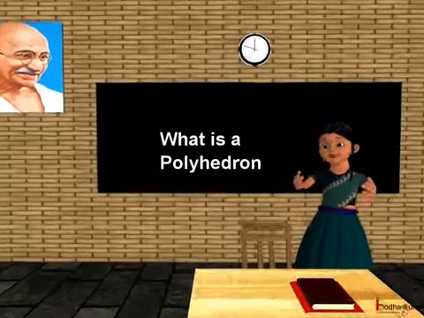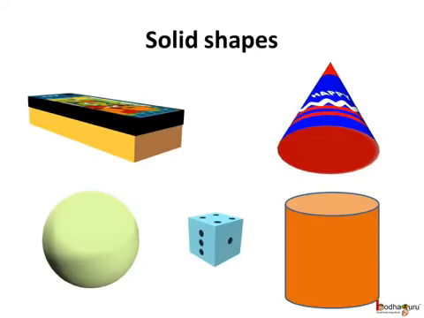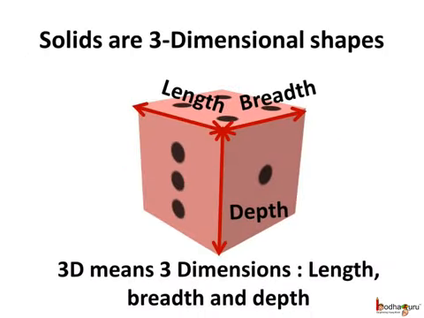Learn what is a polyhedron. But first, what are solids? The pencil box, the ball, the birthday cap, dice, and the dustbin all are solid shapes. All the solid shapes which we can hold have one more dimension, which is the depth.